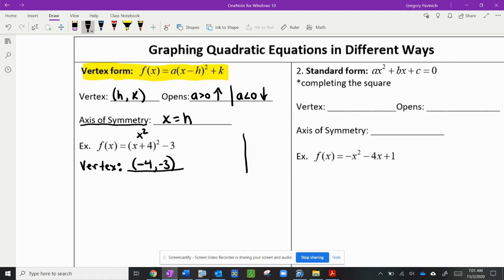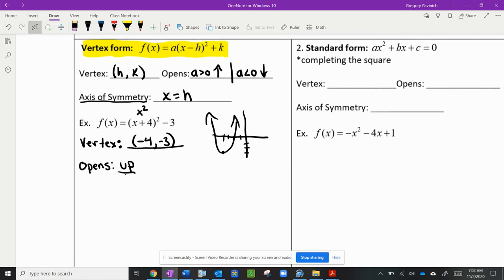We know a quadratic is also going to open up or down depending on whether our A, our vertical stretch or compress, is negative or positive. This one is a positive 1, so this opens up. So right now we know the vertex at negative 4, negative 3, and that my quadratic opens up something like this. We just don't know the x-intercepts. We know it's going to have x-intercepts because our vertex falls below the x-axis and it opens up. After we find our x-intercepts, we will be done.